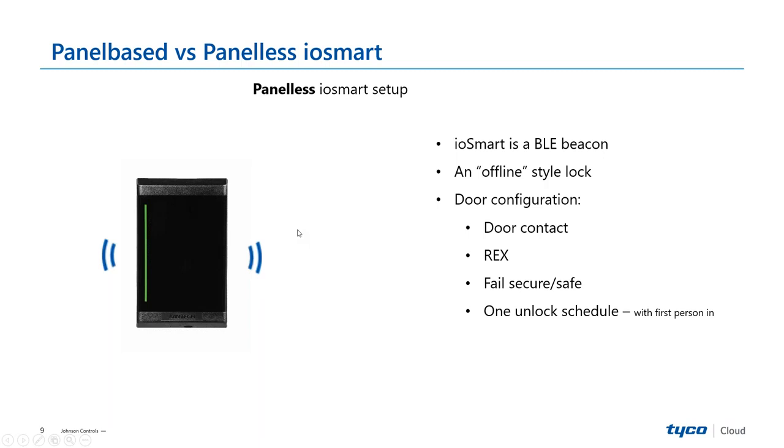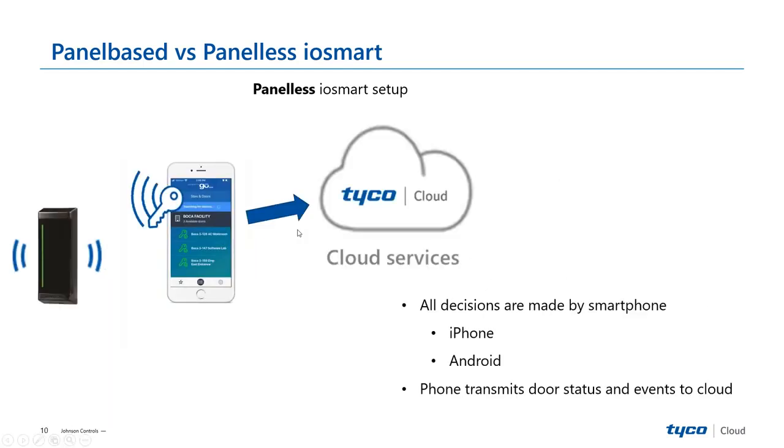So I can configure, if I have a door contact and REX, I can make it fail secure or fail safe, and I can put a schedule with the first person in. All that is stored on the actual phone. So here, as you guys can see, the phone connects to the cloud and grabs the configuration required. And the first time I get close to the appropriate reader, because we know which reader we have to go to, we send it down the programming that it has.